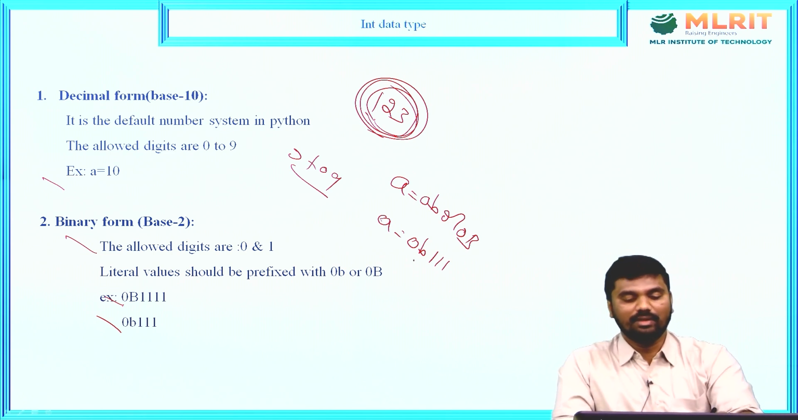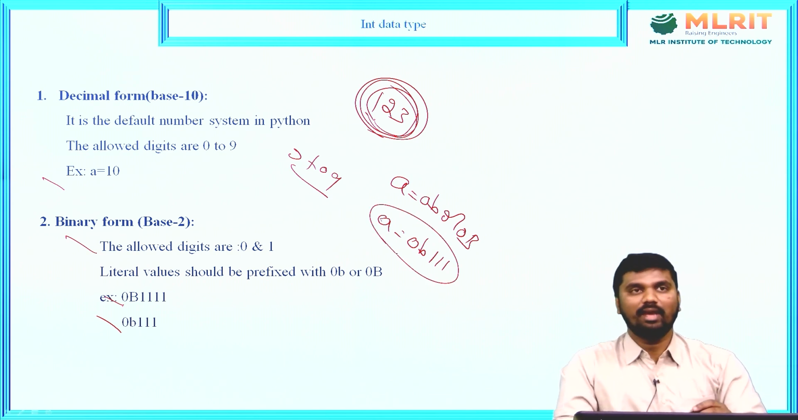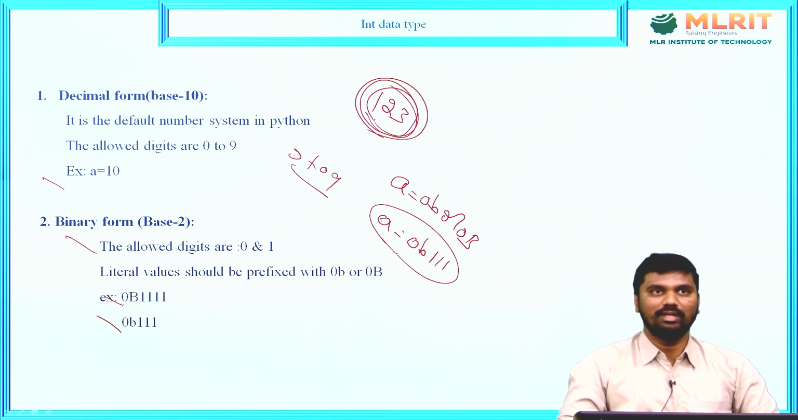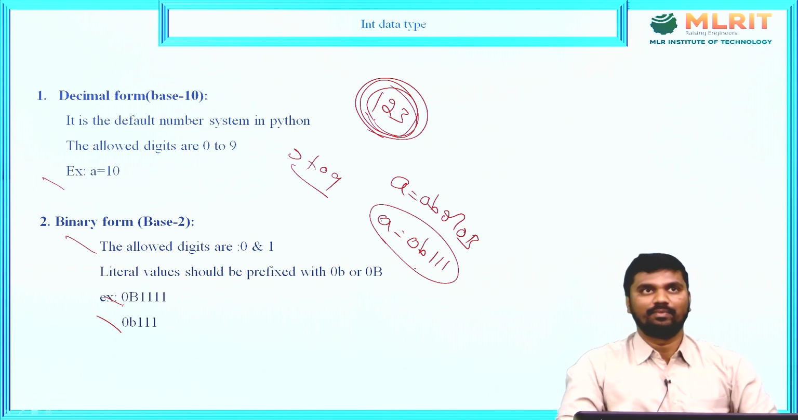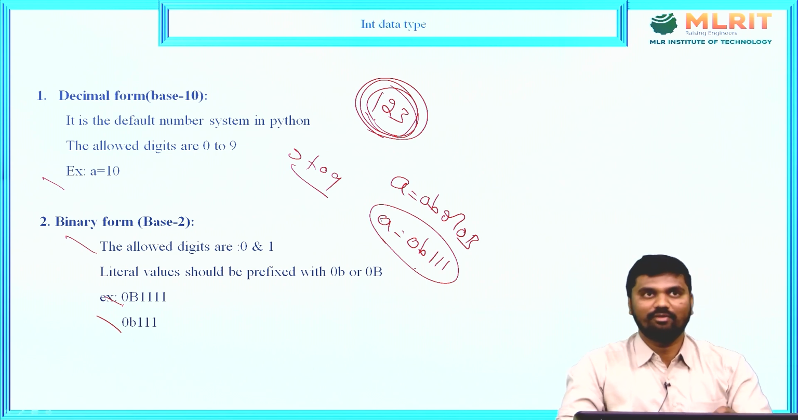But here is one statement we have to remember. As a programmer you can give the int values in binary form, but the Python interpreter gives the output in decimal form only.